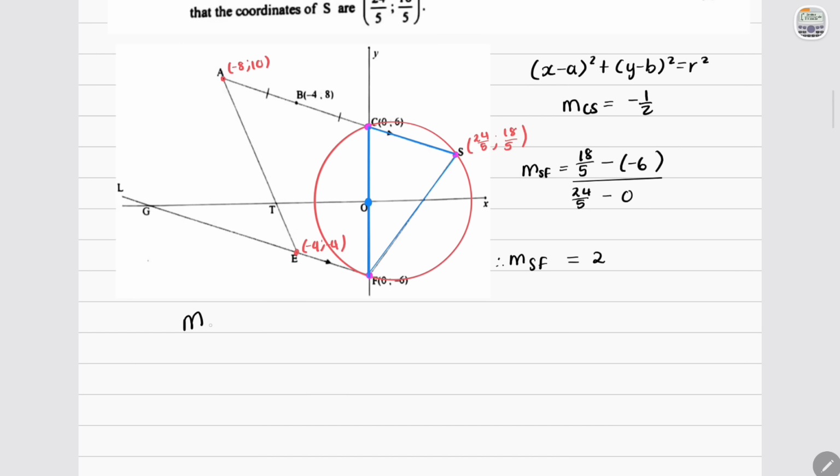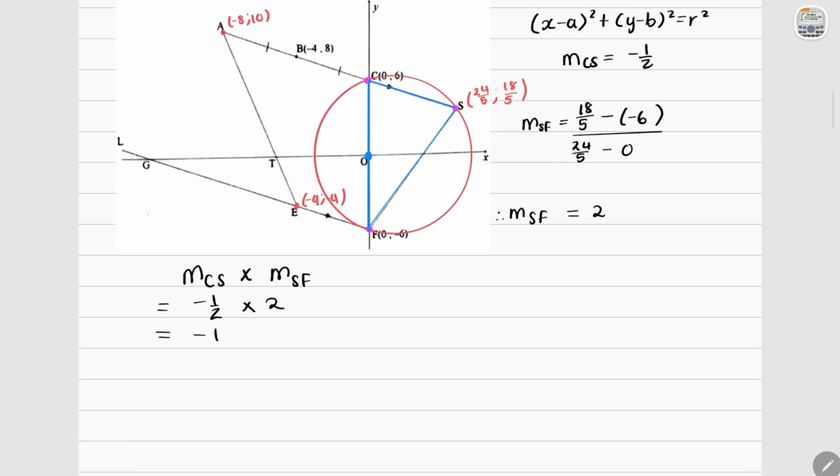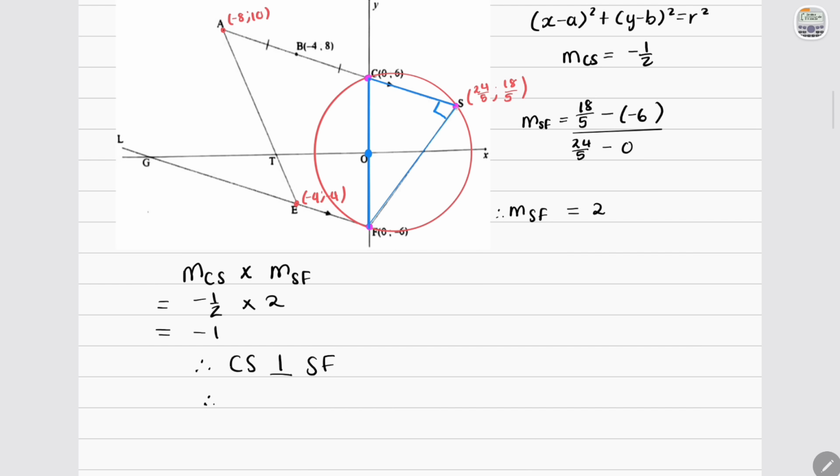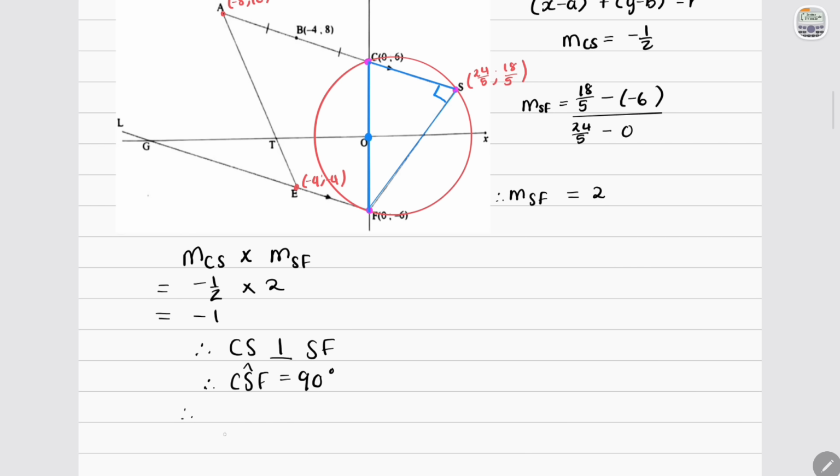So now we're just showing them. If you take the gradient of line CS and multiply it by the gradient of line SF, this is what we get. -1/2 times 2 is indeed -1. And so what this means is that line CS is actually perpendicular to line SF. So this really is 90 degrees. I'm just going to tell them, because I can see that CSF is really equal to 90 degrees. This confirms that COF, that line, is a diameter.